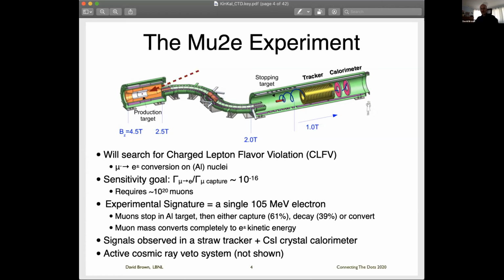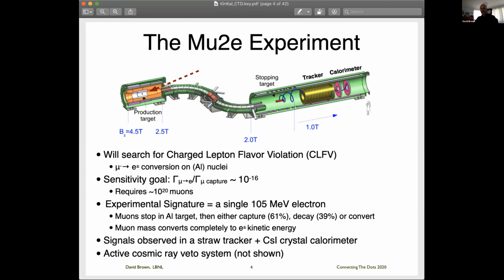So in our case, these muons stop in a stopping target, thin foils of aluminum. They spiral into the tracker where they're detected. Most of them are captured in the aluminum and produce a number of debris products: photons, protons, etc. About 40% decay. And then, of course, these very, very rare few that might convert is what we're looking for. The signals are observed in this tracker and also a follow-on calorimeter. There's also an active cosmic ray veto system, which I've not shown here, but I'll talk about more later.